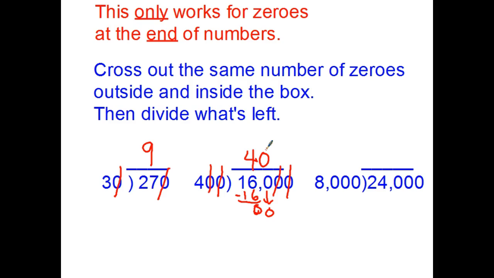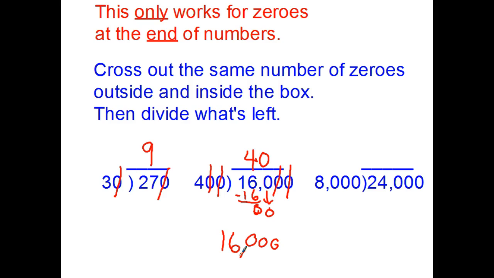Besides that, if I go to check that one, think about how we did this when we multiplied. We multiplied the numbers together. So 4 times 4 is 16. Count how many zeros in all: 1, 2, 3. That gives me my 16,000 that's on the inside.